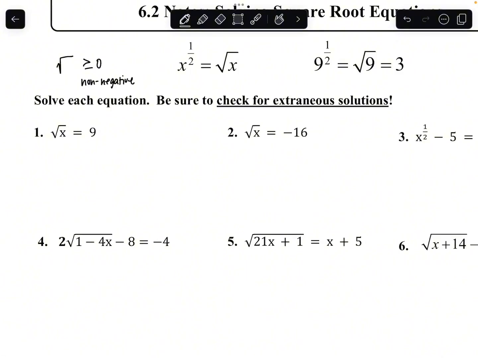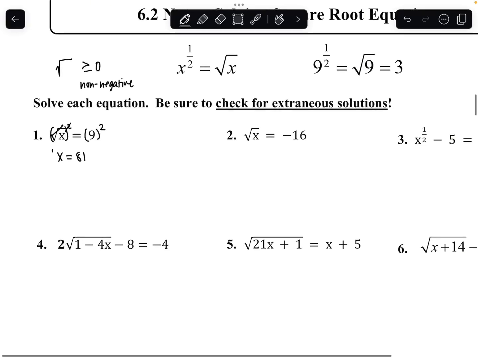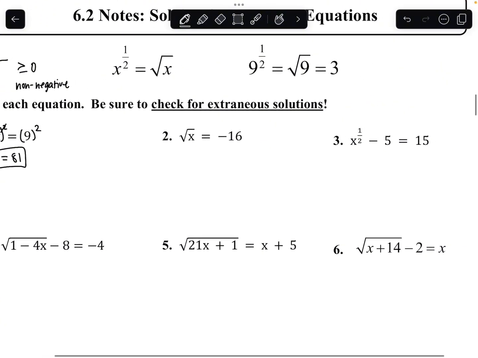Here, square root of x equals 9. That means x had to have equaled 81. You can think of it as squaring both sides to cancel out the square root. And so x equals 81 is the answer to number 1.